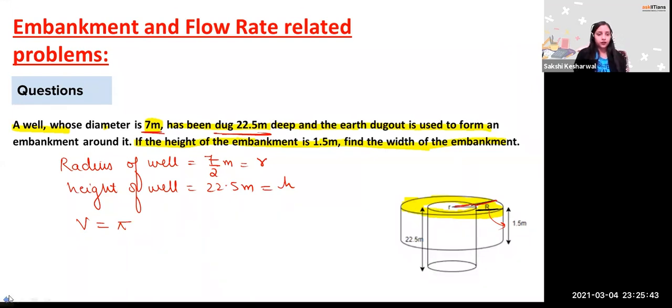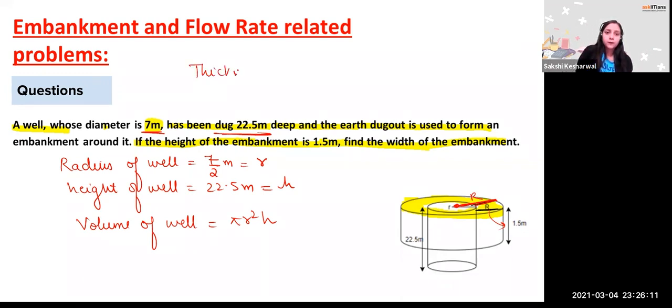Volume of well, I'll write like this. Volume of well is equal to what, beta? Pi r square into h. I'm writing this meanwhile. Now, we have to make an embankment. So let us suppose this is going to be a concentric circle. I'm writing this radius r initially, right? Later on, what will be the thickness? Thickness will be capital R minus small r, right or not?